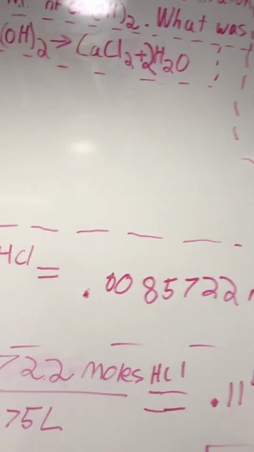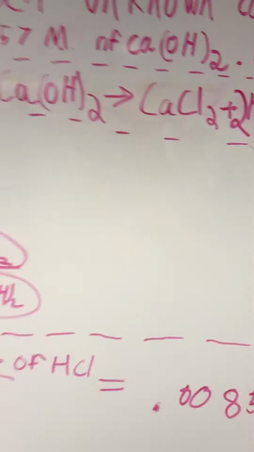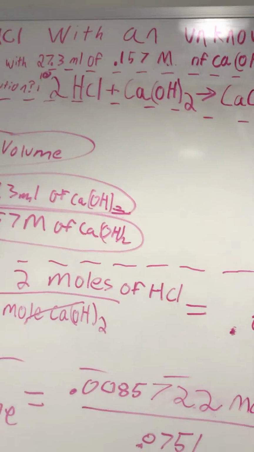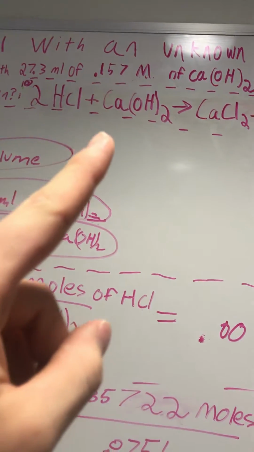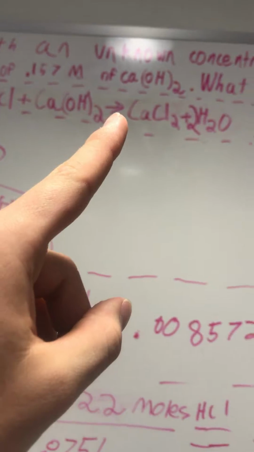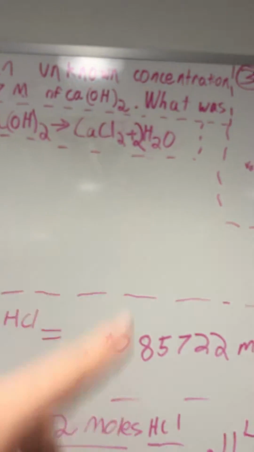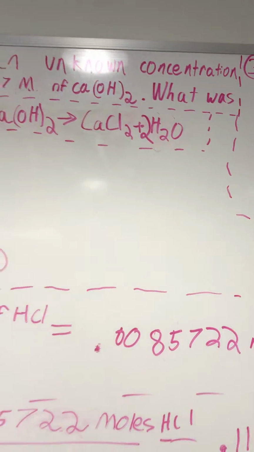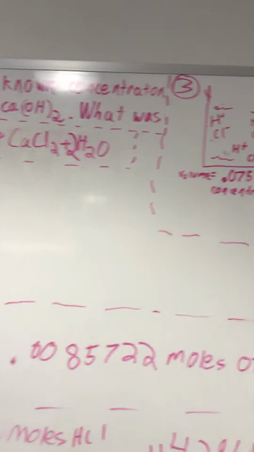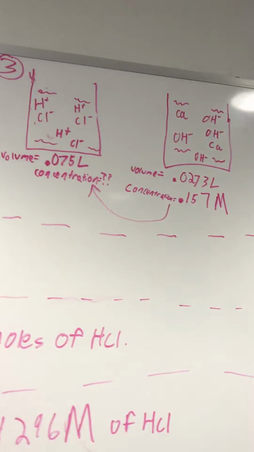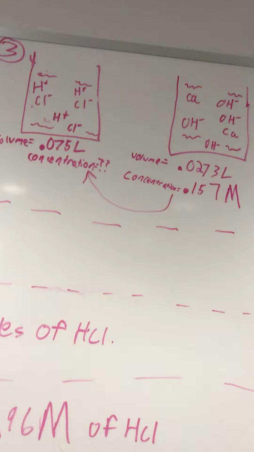The first step is to write down your chemical equation, which is 2HCl plus Ca(OH)2 yields CaCl2 plus 2H2O. The next step is to draw a picture. See what you're dealing with. If you can understand it, you can solve it.